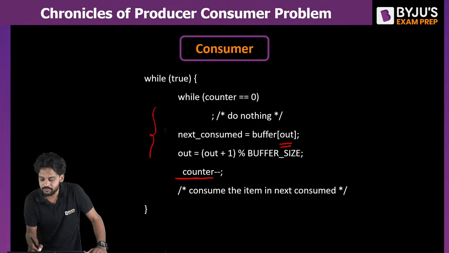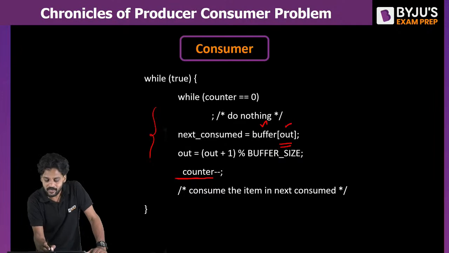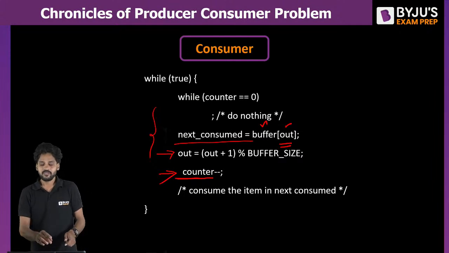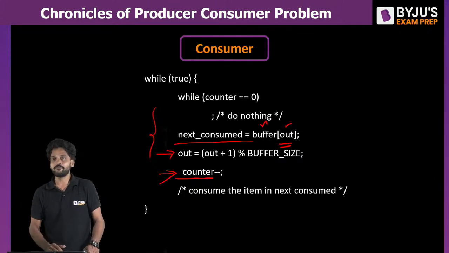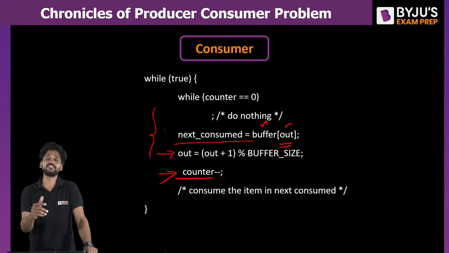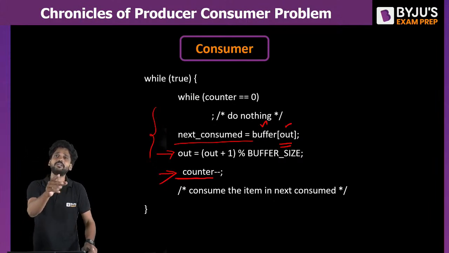He is going to consume an element from the buffer from where out is pointing, and retrieve it into next consumed, right after which he's going to increment out as well as decrement counter. Here, I don't need to talk much about the consumer. I just need to talk about counter and how it is being updated. Stay focused. What is counter? Counter is a shared variable.